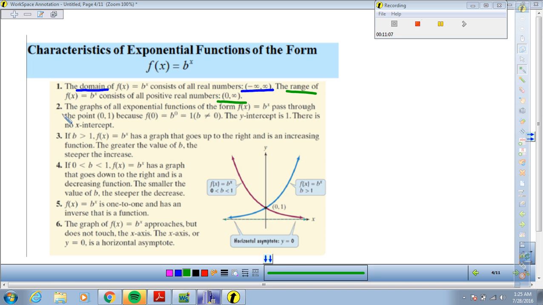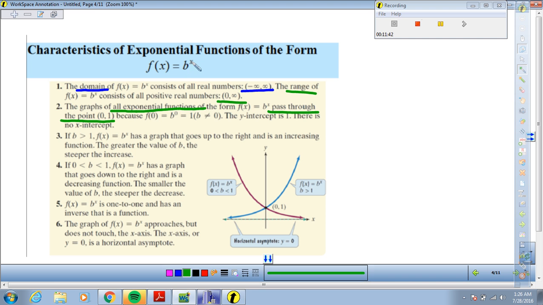Now, number 2 says the graphs of all exponential functions in this form pass through the following point. So all exponential functions pass through the point (0, 1). Why is that? Because b is going to be a number every time, right? Let's pretend that it's going to be a 2, a 3, a 4, whatever.